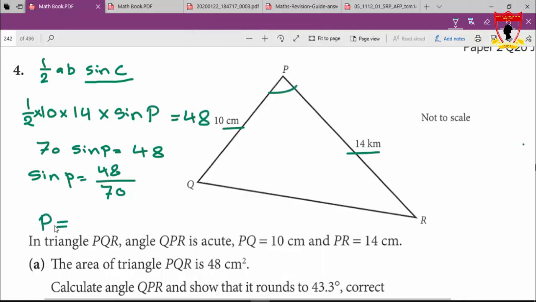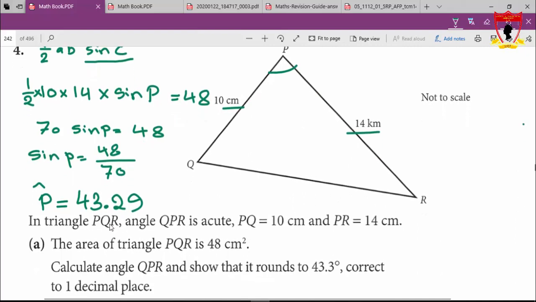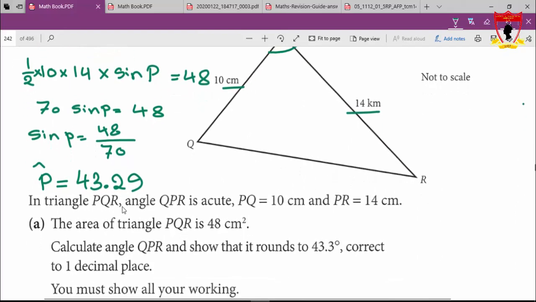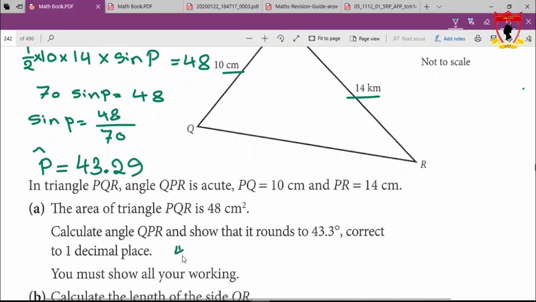Angle P is 43.29. If we round it correct to 1 decimal place, it will be 43.3.